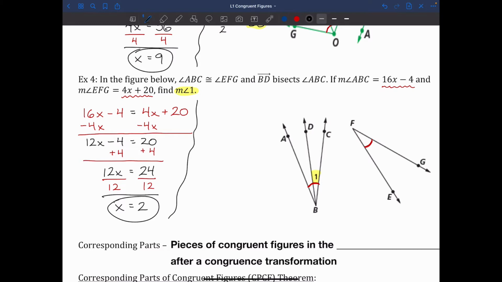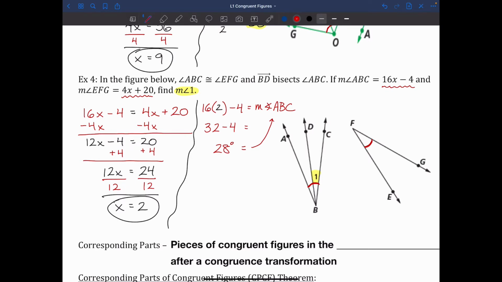All right, cool. So 2 parts down. We started with the labeling. Now we set up and solved the equation that we needed. And now to figure out the measure of angle 1, I know that it's half of the measure of ABC. So ABC is 16 times that x we just found minus 4. That's the measure of angle ABC. After that, 16 times 2 is going to give us 32, and then we're going to subtract that 4 to bring us down to 28 degrees. That's the measure of ABC.